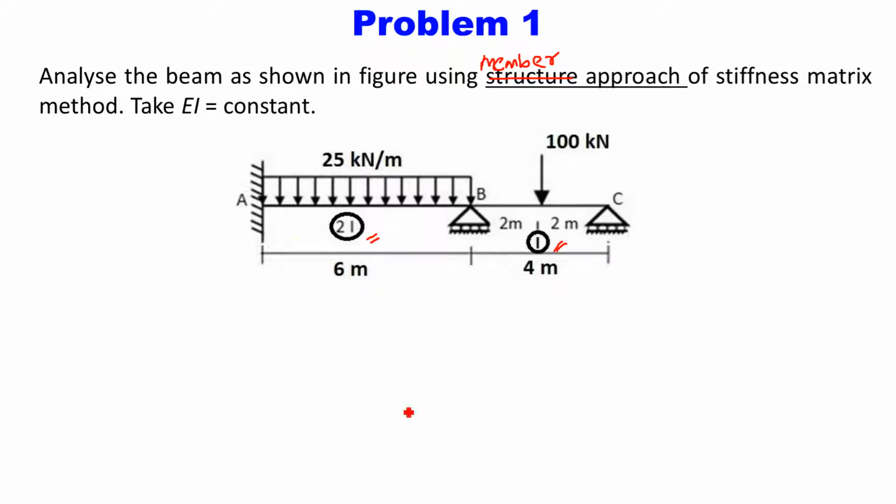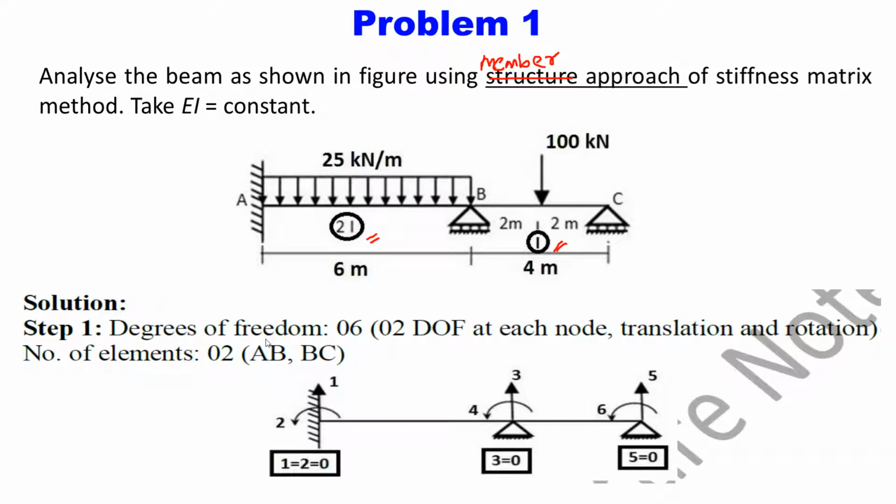Now we know that in member approach, first we have to identify the total number of joints in the given beam. There are 3 joints, A, B and C, as drawn in the figure. Without considering the support conditions, there are 2 unknowns at each joint. Those unknowns are designated as 1, 2, 3, 4, 5 and 6.